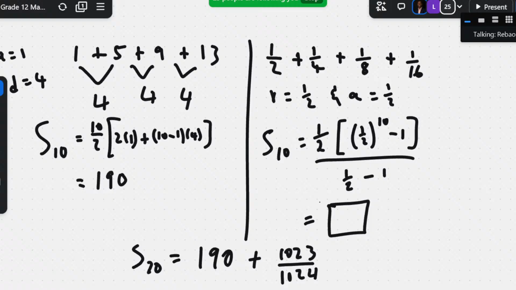Good. And that's an affirmation that you are well versed with using your calculators. So your job then is to just add the 190 to the 1023 over 1024. So that's not an 11, please. It's 1000, and so it's 1024. So you can add that, and then that will give you the summation.